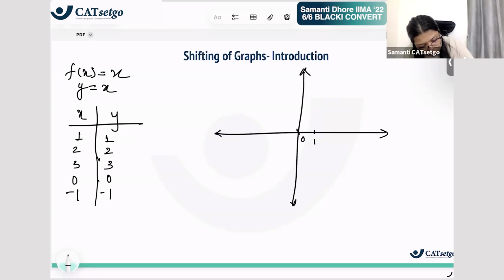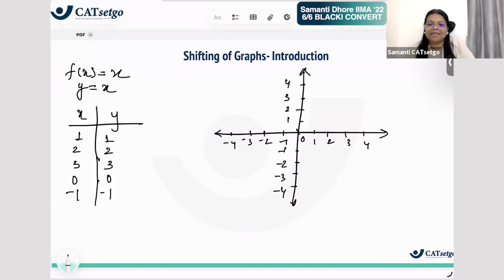ठीक है? 0, 1, 2, 3, 4 here. Minus 1, minus 2, minus 3, minus 4. 1, 2, 3, 4 here. I love teaching this because there are a lot of colors involved. Because I'll draw multiple graphs on one single scale.